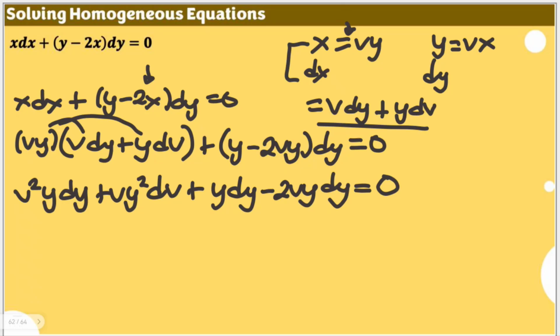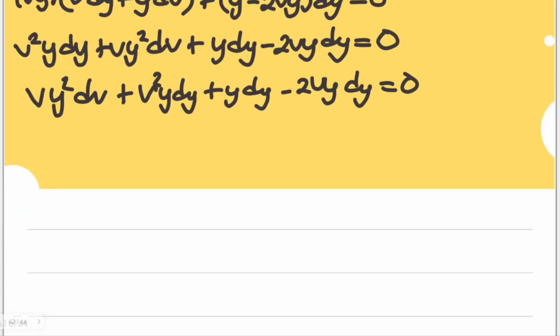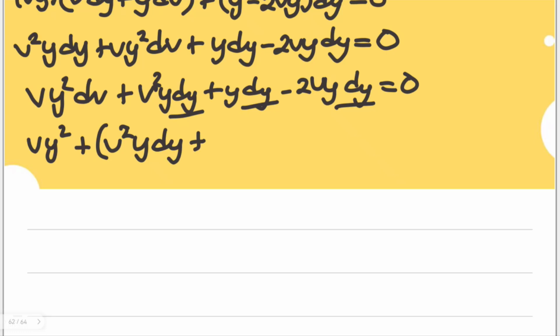Okay? Now we just need to rearrange all the terms. We start with vy squared dv here, and then you will have v squared y dy, then a plus y dy minus 2vy dy equal to 0. Continuing here, where we factor dy, you will have v squared y dy plus, we have factored now dy, so that's actually simply plus y minus 2vy, that's dy equal to 0.